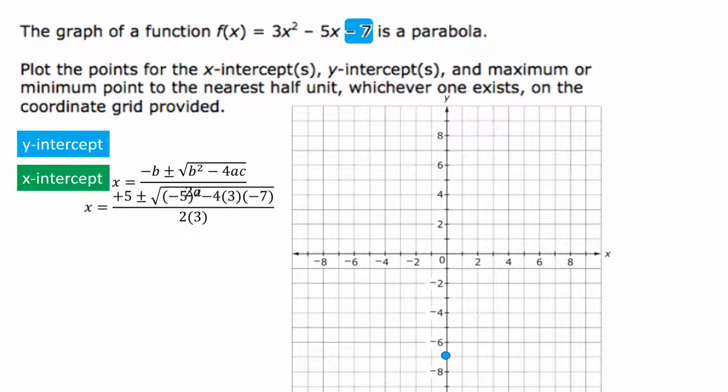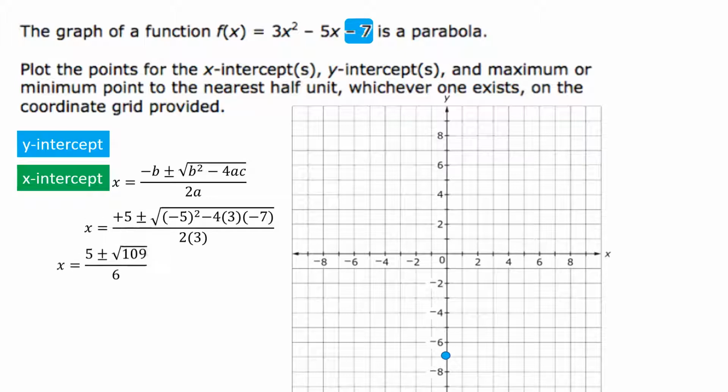It's going to give us positive 5 plus or minus the square root of negative 5 squared minus 4 times 3 times negative 7, all over 2 times 3. Simplify again. Take your time simplifying it, or you could take everything inside the square root and plug it into the calculator. Be careful with your parentheses. It should give us, since negative times a negative comes out positive, and a negative squared is positive, it's all positive stuff adds up, 5 plus or minus the square root of 109 over 6.